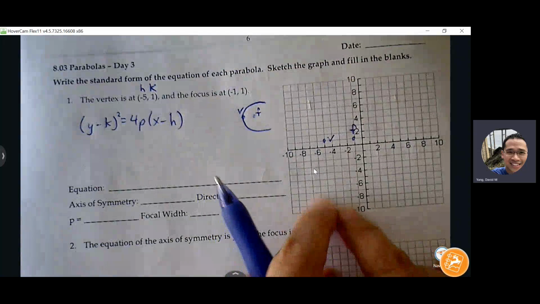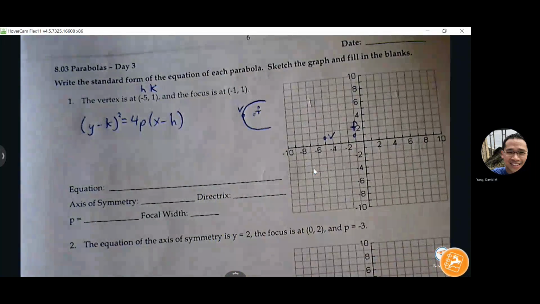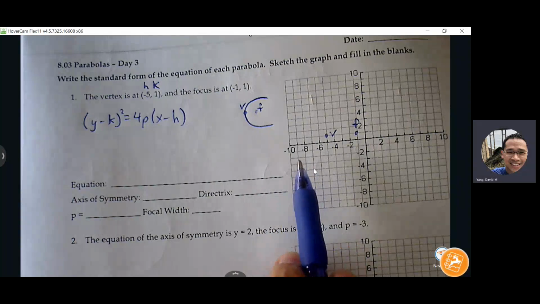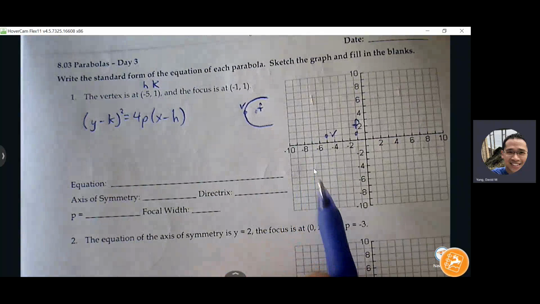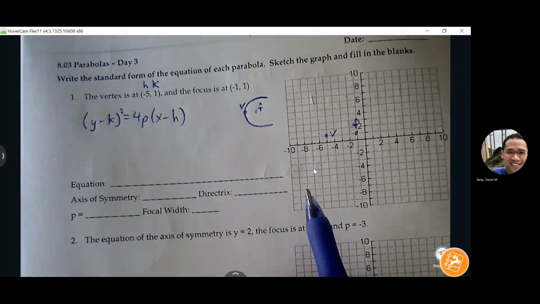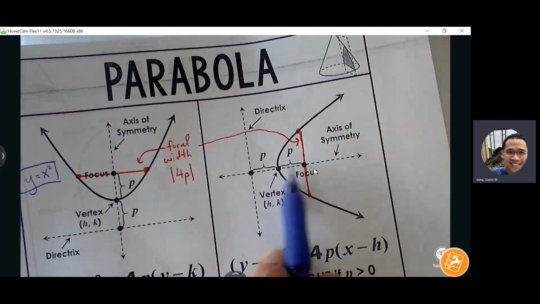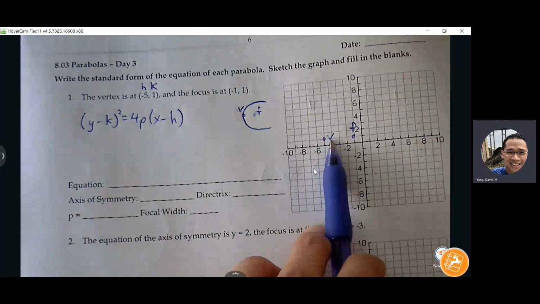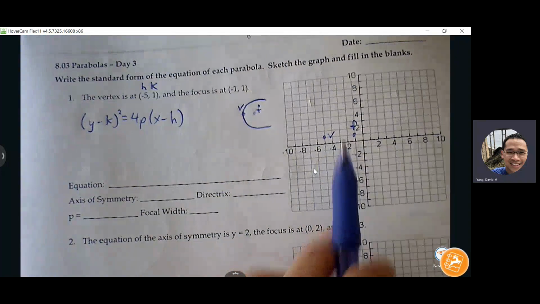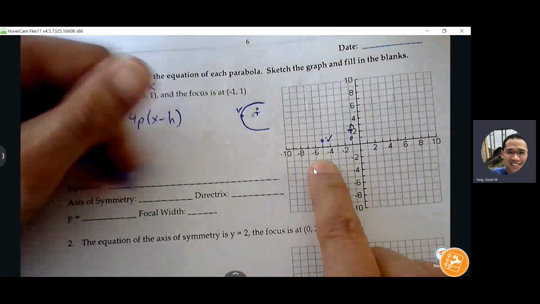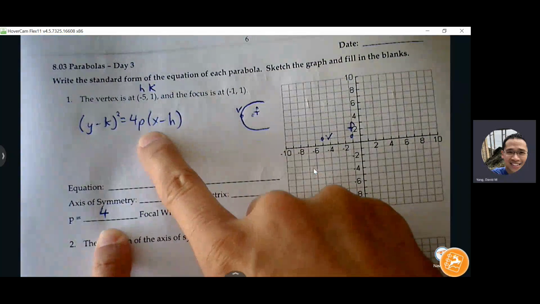So how can I find my p-value given this information? We don't have the p-value, but can we find the p-value? Okay, because you're counting from vertex to focus, right? And you know that's p units away, so I can count 1, 2, 3, 4. And it's going to be +4 because it's open to the right. We associate right with positive and left with negative. Okay, so we know our p-value is +4. So we can eventually fill that into our equation.